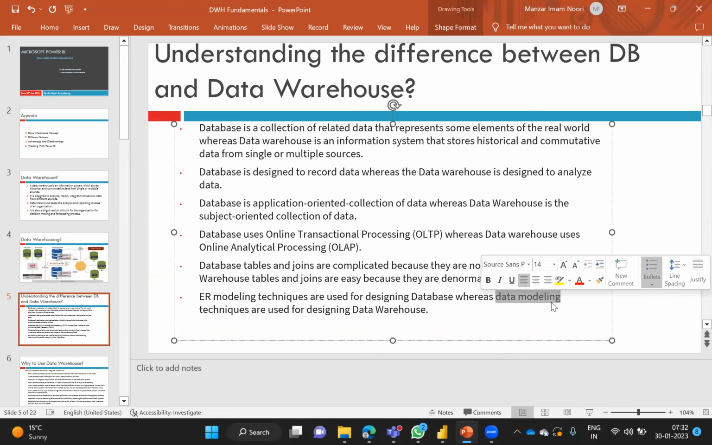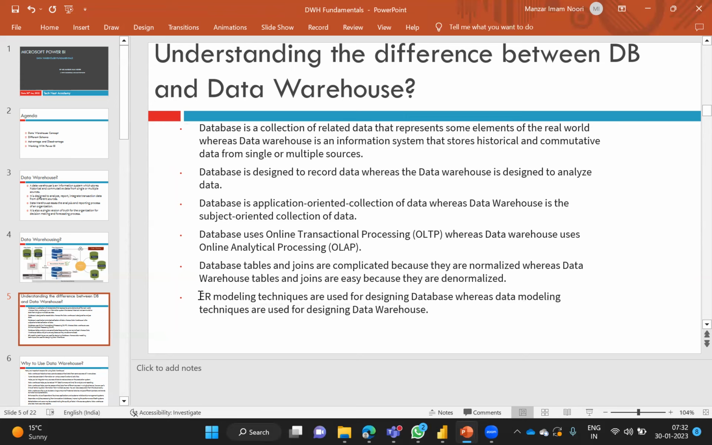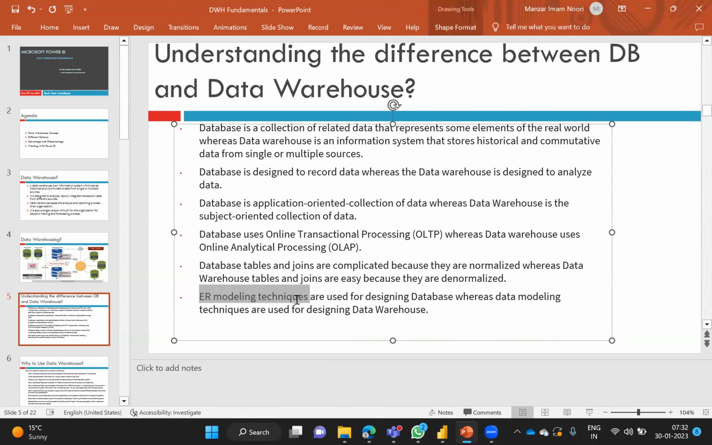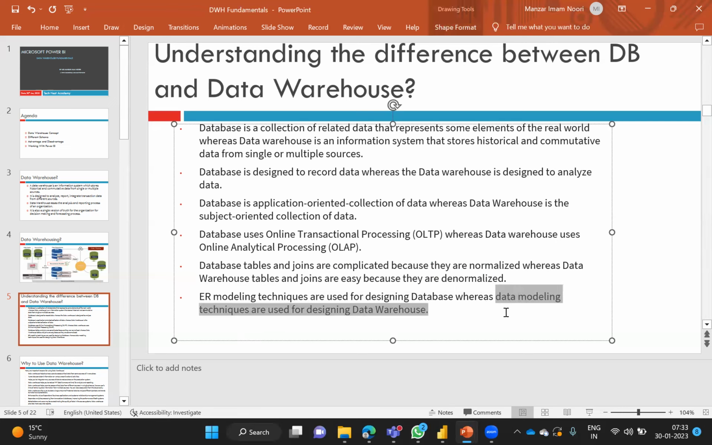Because we want to get the data from the data warehouse and use it in our reporting system, for reporting purposes. So we are going to understand the data modeling techniques. What are the data modeling techniques we have? But a database designed for online transactions, an OLTP system, uses ER modeling techniques. Fine. So we'll be understanding these data modeling techniques.